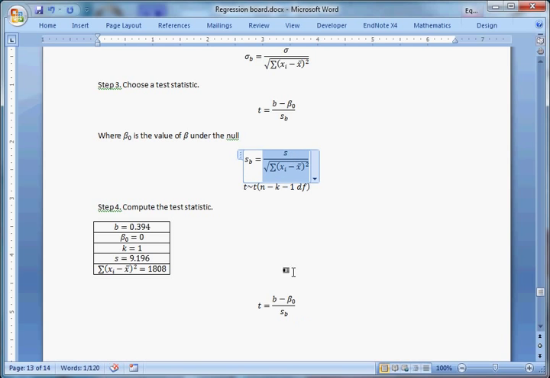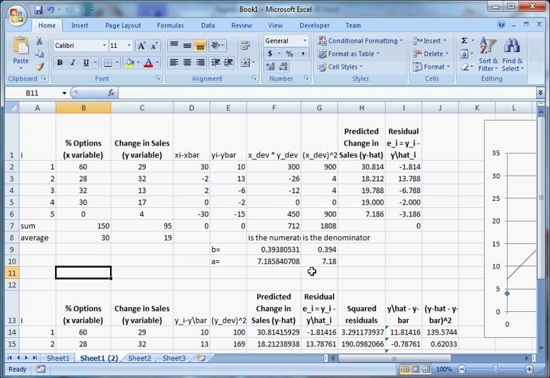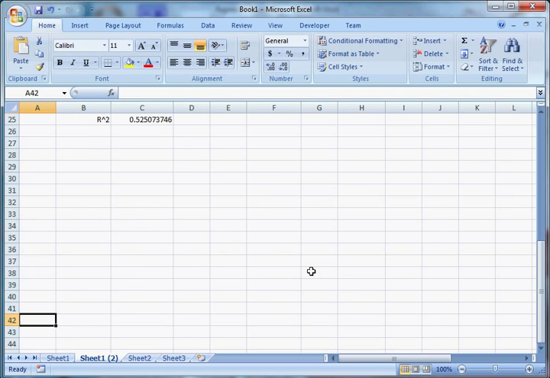Let's copy this, paste it down here if we want, and we have our test statistic is 0.394 minus 0 over 9.196 divided by the square root of 1808. What does that turn into? Well, I'll show you how we calculate it. Get to a scrap little area. Okay, so we have our S is 9.196. We have the sum of x deviations is 1808. I'm going to take the square root of that.